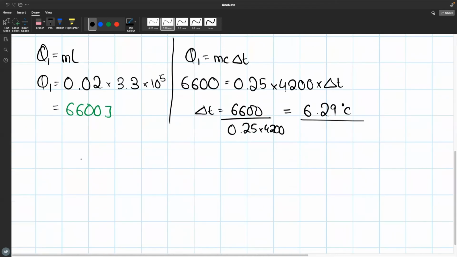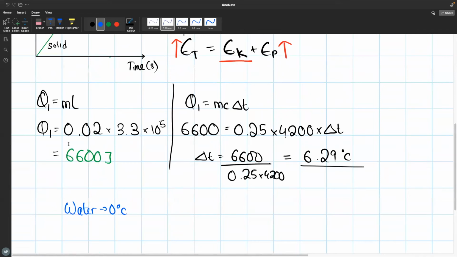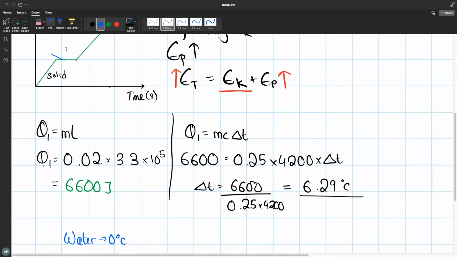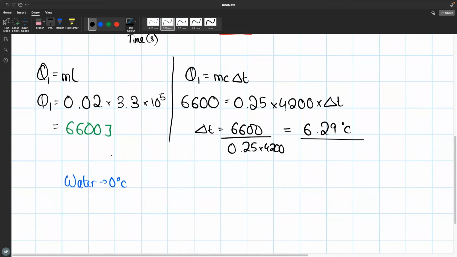So now we have ice, or actually I should rewrite this. We have some water at 0 degrees Celsius, because remember, the ice has just converted into liquid, but as we mentioned, in the conversion process, there is no increase in temperature. So we're assuming that the ice has melted, but it's still at 0 degrees Celsius. So we have some water at 0 degrees Celsius of mass 0.02 kilograms.